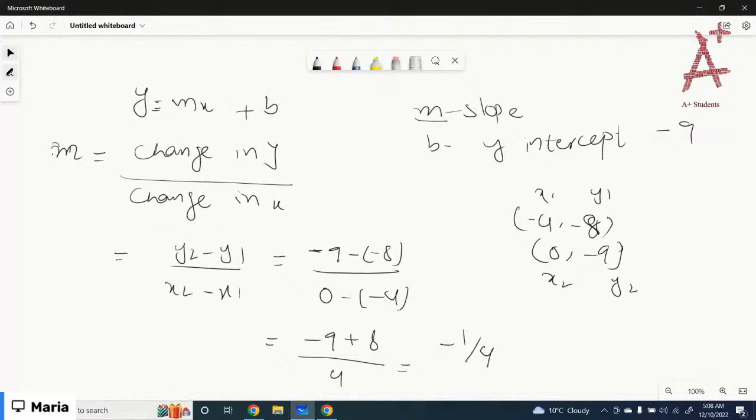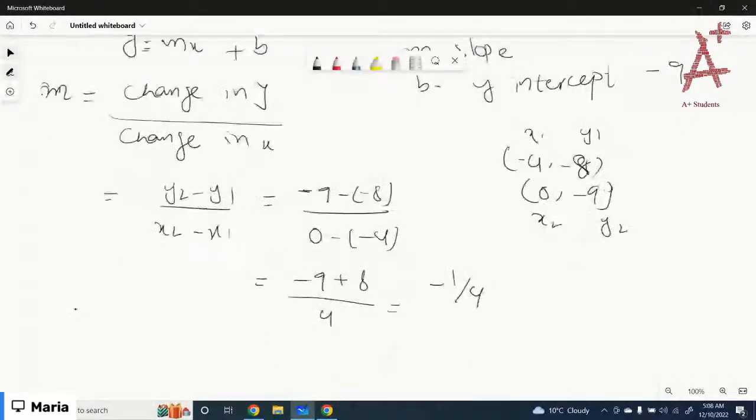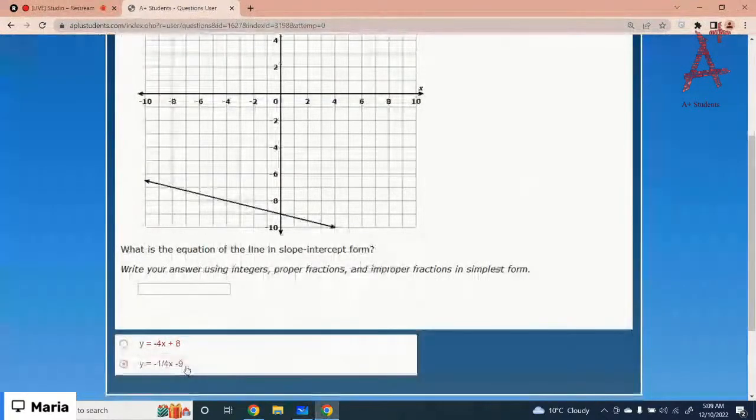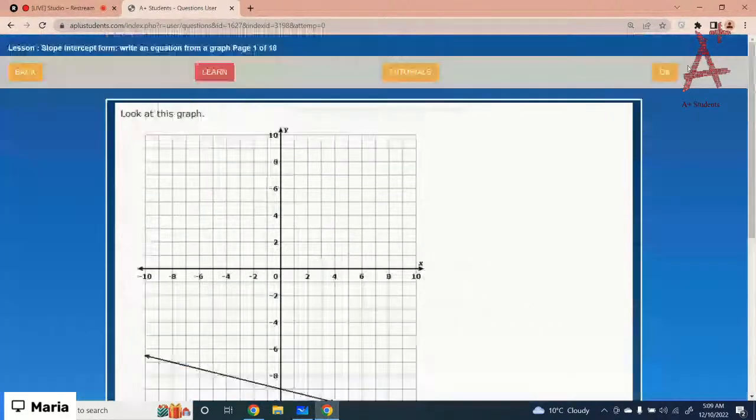Just write the values in the equation. It would then be y equals -1 over 4x, and the y-intercept is -9. So the equation is y equals -1 over 4x minus 9. Got it? So let's see. Yes, that is the correct equation. Y equals -1 over 4x minus 9. Just select the correct option and click on the OK button.